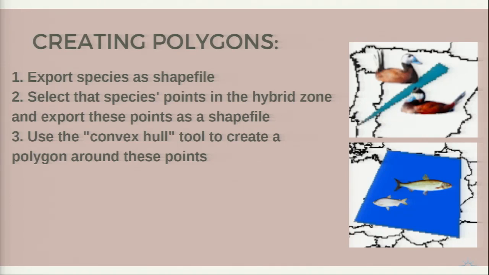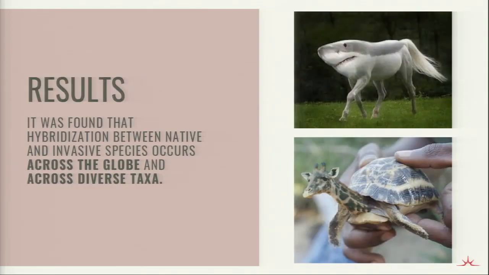From here, I used the convex hull tool to create a polygon around these points in the hybrid zone. The reason why I chose the convex hull tool is because they are often used as a way to represent a range of observed points or an estimate of their outer range. So this ended up being the perfect tool to create the polygons. So I ended up with about 10 polygons showing the hybrid zones of 10 different species pairs, which I will show you in a minute.